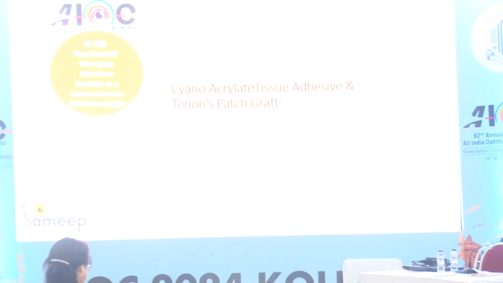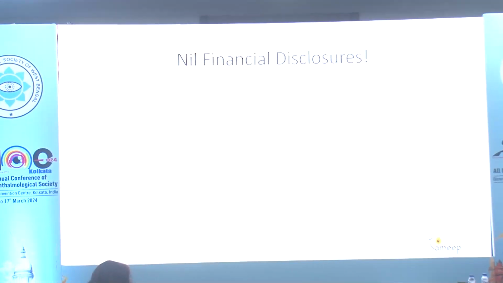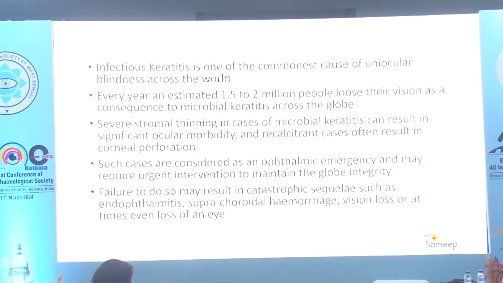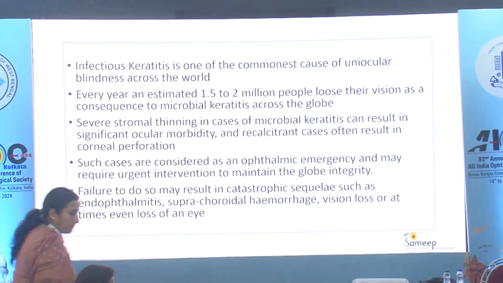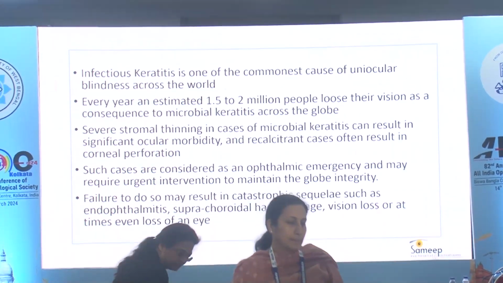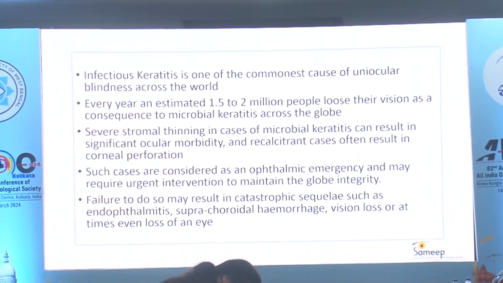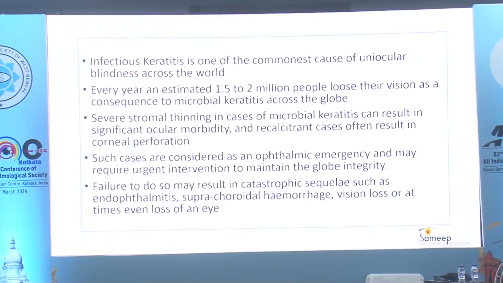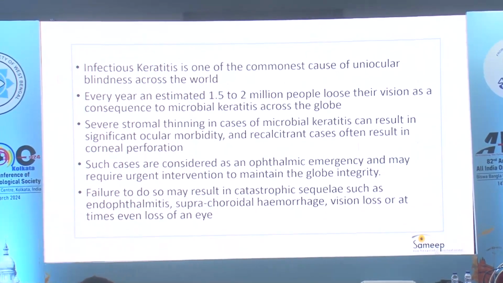After listening to the previous two talks, we would be looking at the use of cyanoacrylate tissue adhesive and patch graft in cases where we encounter a corneal perforation in these microbial keratitis. So infectious keratitis is one of the commonest causes of uniocular blindness across the world. Every year an estimated 1.5 to 2 million people lose their vision as a consequence of microbial keratitis across the globe.